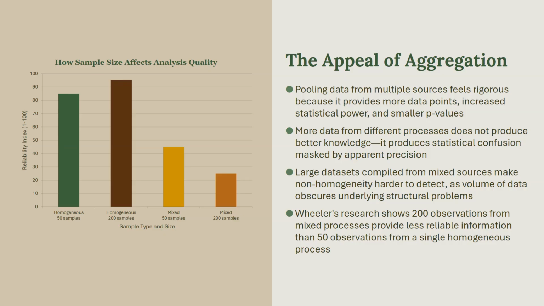Pooling data feels rigorous, providing more points and smaller p-values. However, more data from different processes produces confusion, not knowledge. Large mixed datasets obscure structural problems, and Wheeler's research shows that fewer observations from a single process are more reliable than a large mixed set.